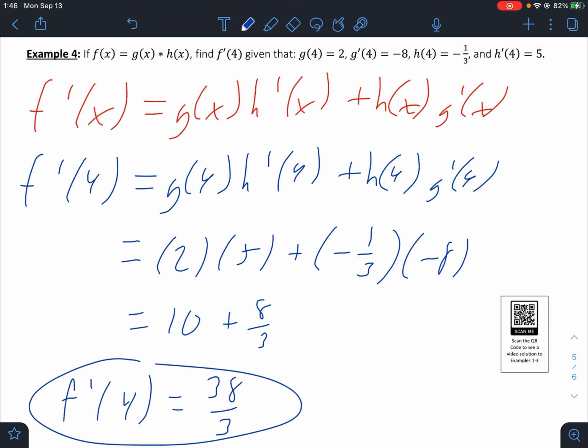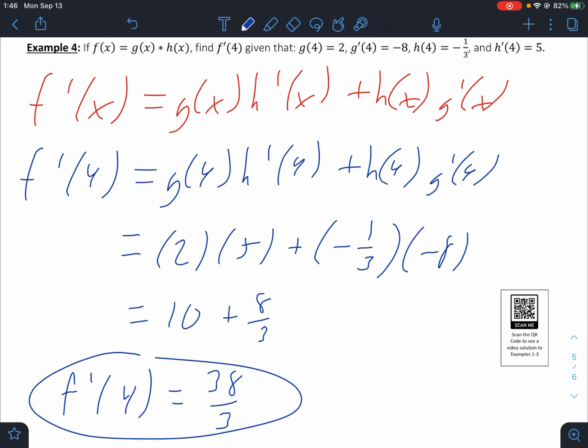All right, that's it for the product rule. Remember, we're going to use that anytime we have two functions of a variable multiplying each other.